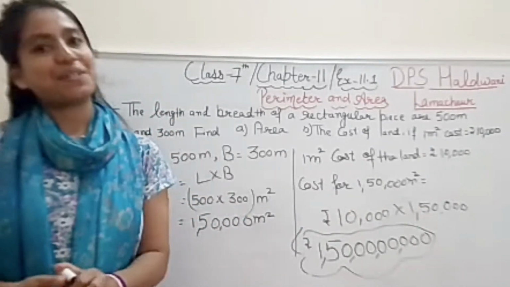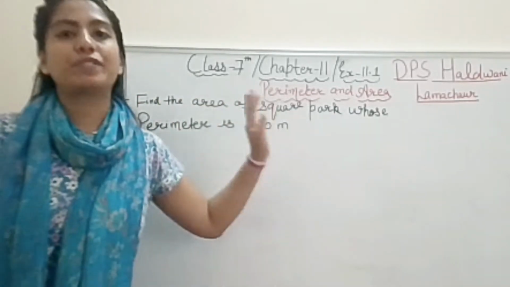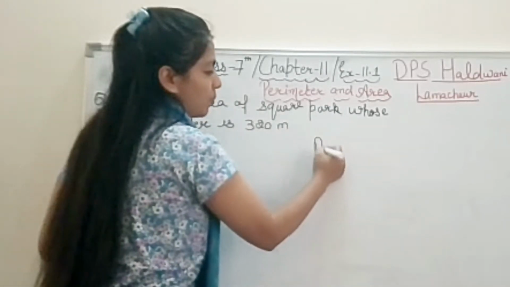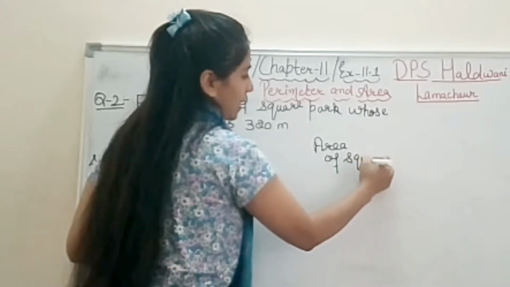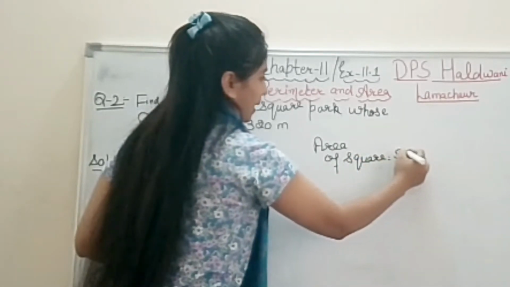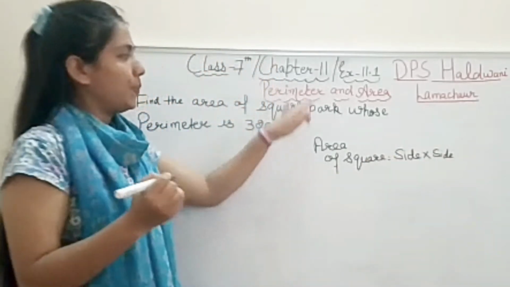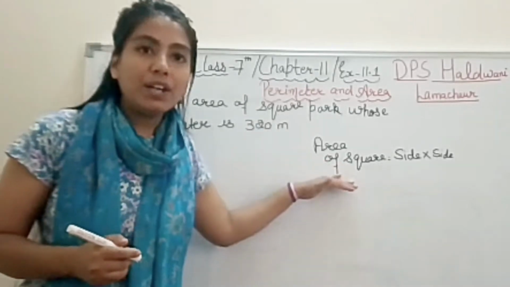Now coming to our question number 2. Find the area of a square. So you have to find out the area of a square. You know, area of a square is side into side. Right? This we know. Now the next line is whose perimeter is 20 meter. You have to find out the area.